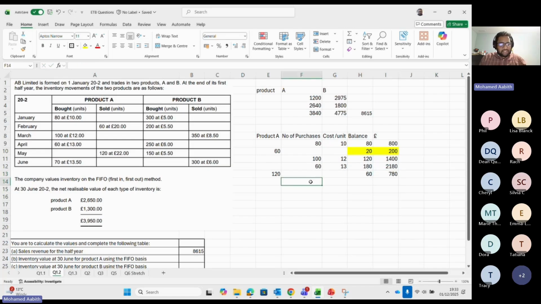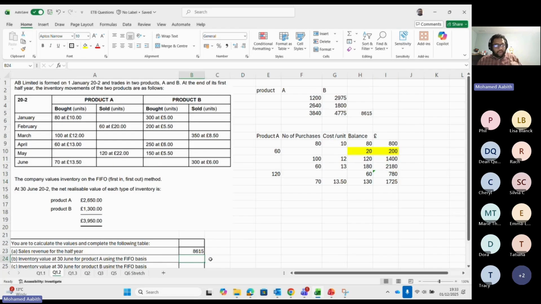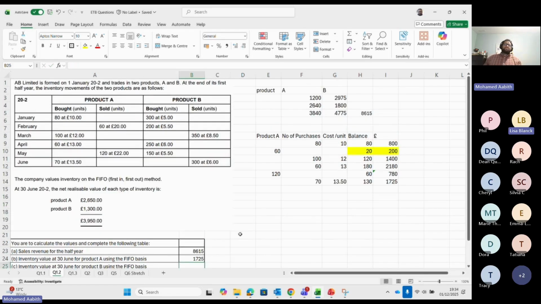But now we purchase some more, which is 70 items at £13 and 50 pence. Let me change that to two decimals. Okay, now how much is the inventory we have? We have 130 of this inventory, and the value is going to be that times that plus the 780 from that 60 items we haven't sold yet. Altogether, I will have £1,725. This is according to the FIFO method. FIFO method will give me £1,725.